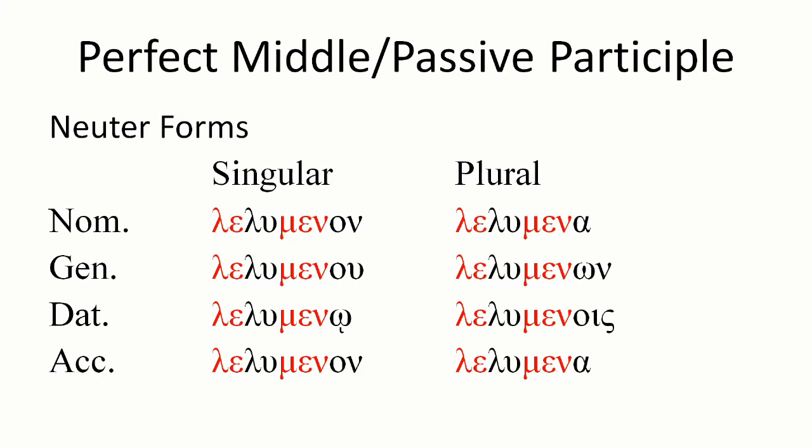Moving to the neuter, nominative singular, lelumenon. Accusative singular is the same. Genitive and dative, lelumenu, lelumeno. Plurals, nominative plural, lelumena. Accusative plural is the same. Genitive and dative plural, lelumenon, lelumenois.